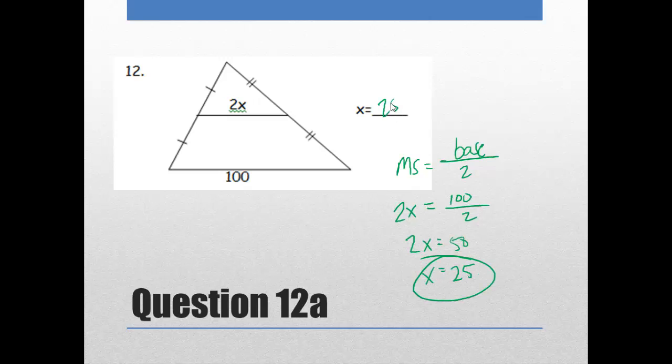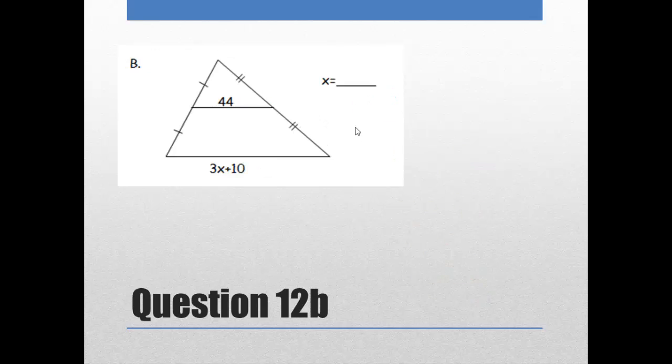Alright. You can plug it in there and double check. 2 times 25, that's 50. And that is half of 100. So good stuff. Same way.